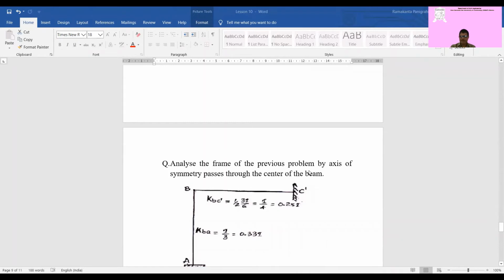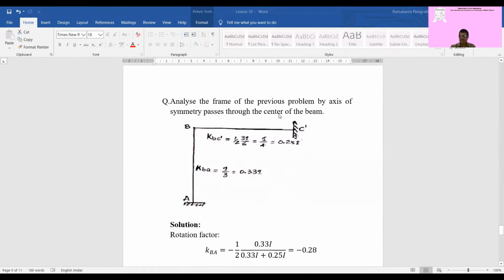So analyze the frame of the previous problem that we have seen earlier, by axis of symmetry passing through the center of the beam. If it is symmetrical on both sides, then you can calculate this way. But you can take the stiffness K of the member BC dash, because earlier it was BC, it was like this. We have taken half of this.